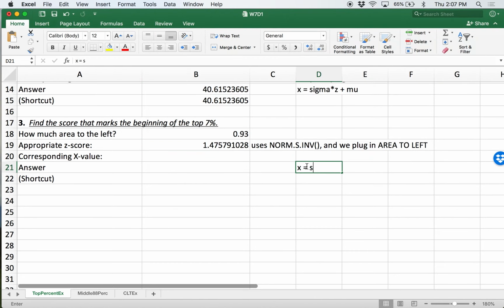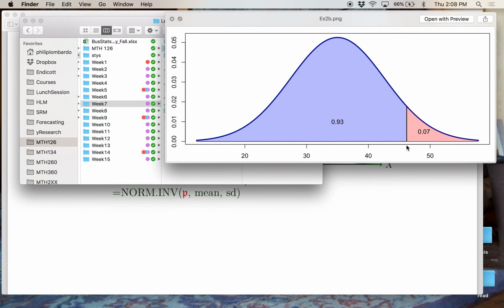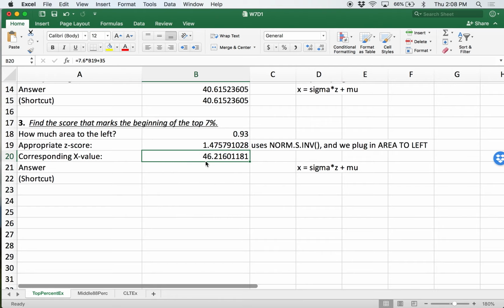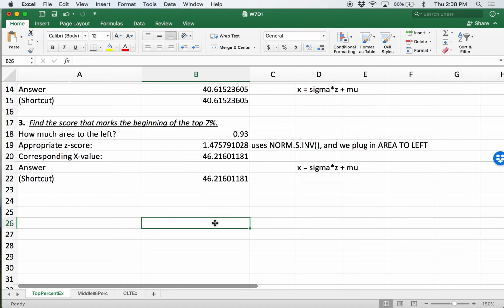And remember, we can use x equals sigma times z plus our mean to convert this back to the appropriate measurement value. So this would be equal to the standard deviation 7.6 times our z-score above, plus a mean of 35. So if we were to label that axis, this transition point should occur somewhere around 46, right? More precisely 46.2. And again, if you want to skip the conversion part, you can do norm.inverse, plug in your probability to the left, but then also provide the mean and the standard deviation. You'll get the same answer.